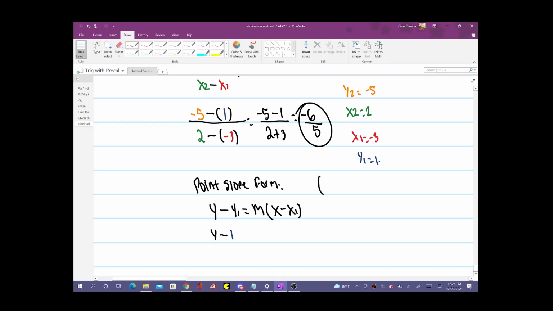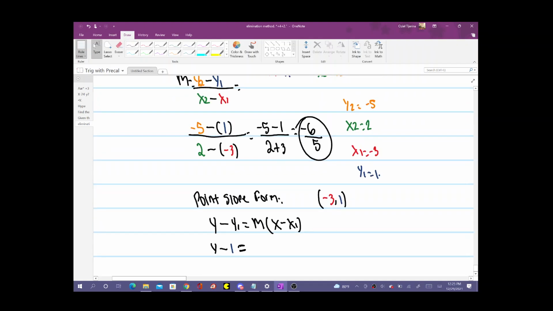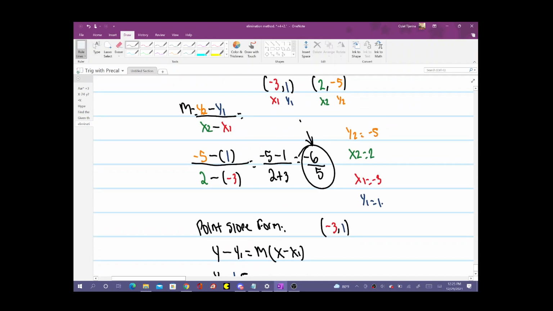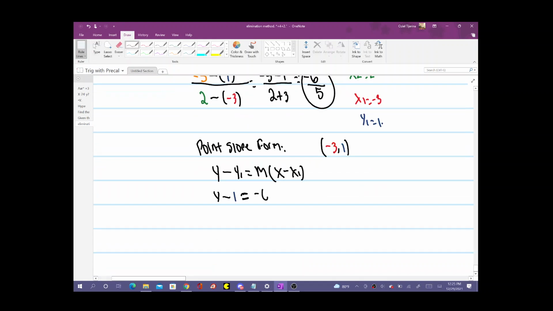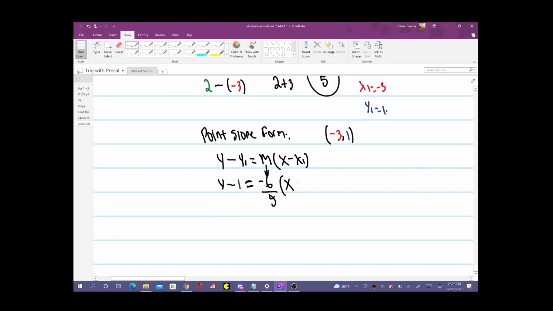So I'm going to use -3, 1. So y minus 1 is equal to m, which we said was -6 over 5. So this is our m value. Times x minus our x1, which was -3.